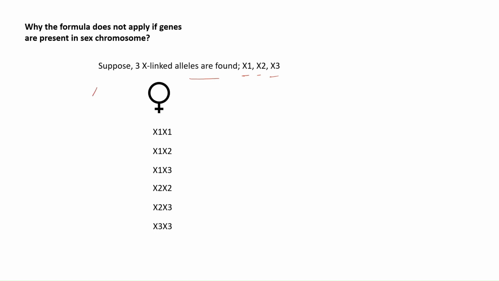Now, why? What will happen if the gene is present on a sex chromosome? Why does this formula not apply if the gene is on a sex chromosome? Suppose three X-linked alleles are found: X1, X2 and X3. In females, because we have XX chromosomes, we can get these 6 combinations: X1X1, X1X2, X1X3, X2X2, X2X3 and X3X3.